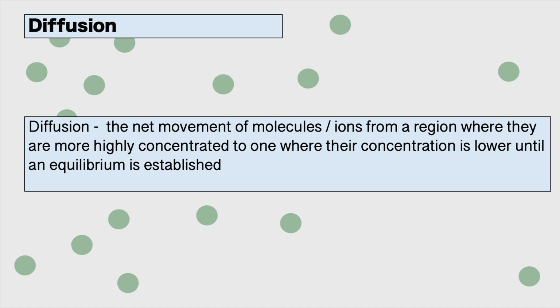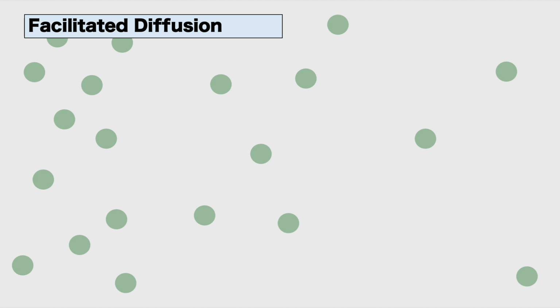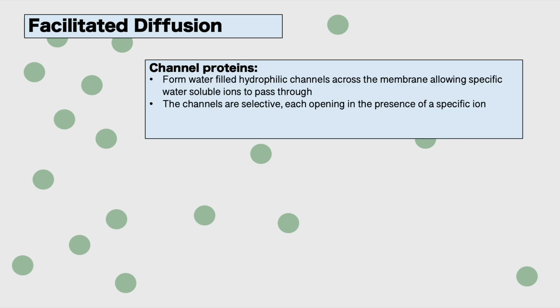The type of diffusion we know about is simple diffusion, which involves nothing but the substance being transported. Molecules that undergo simple diffusion are small, non-polar molecules, like oxygen and carbon dioxide. We can also have facilitated diffusion. This is still passive diffusion, but involves channel proteins or carrier proteins.